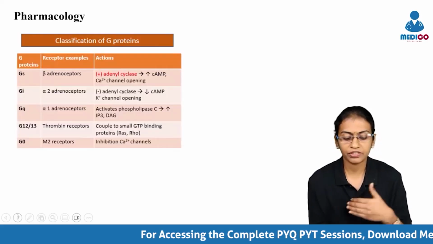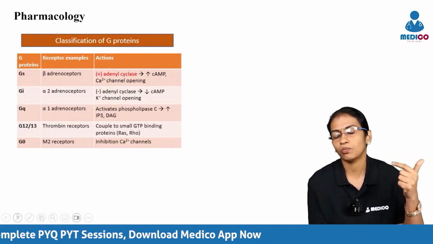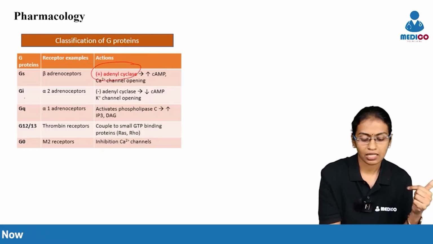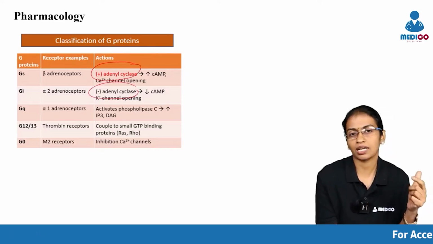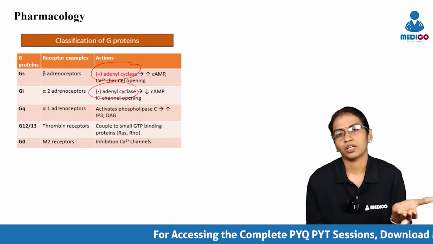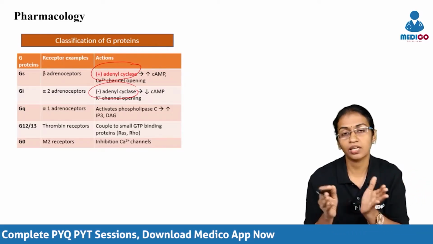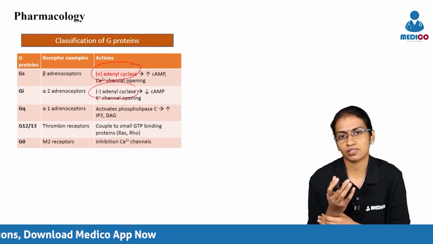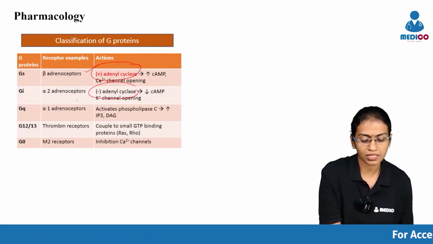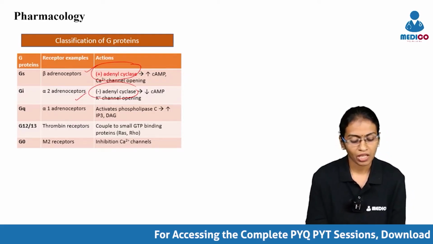So we have different subtypes of G protein. GS, GI are the common ones. GS means it stimulates the adenyl cyclase. GI means it inhibits the adenyl cyclase. So by increasing or inhibiting adenyl cyclase, it increases or decreases cyclic AMP and thereby brings about changes in the protein kinase. So GS example is beta receptor, GI example is alpha 2 receptor.